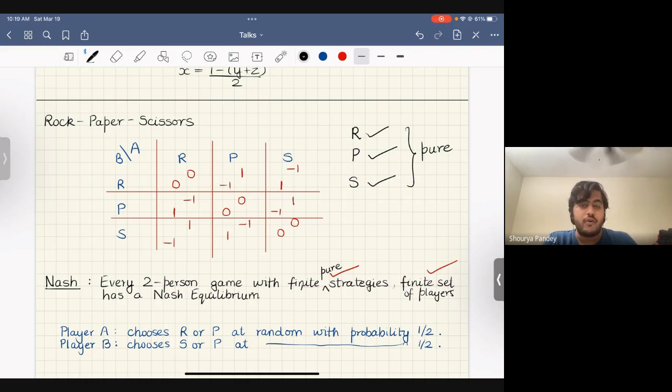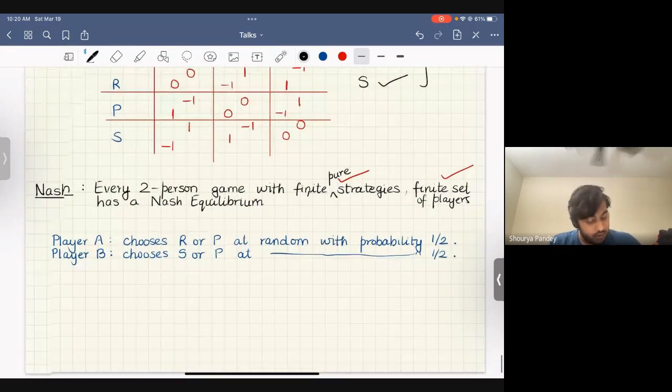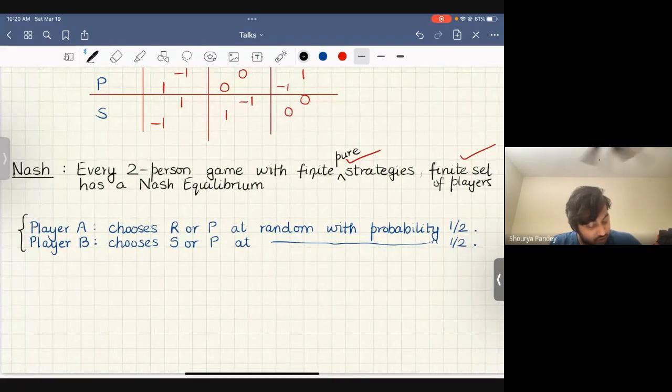function on these, right? So maybe I play rock with probability 1/6, paper with probability 1/6, and scissors with probability 2/3, where the sum of the probabilities must be 1. And so that's also a strategy, but it's no longer pure. By pure, I mean that it's a deterministic strategy. I'm sort of flipping a coin or throwing a dice or something, right? And so that's what pure strategy and mixed strategy means. So these are called impure or mixed strategies.